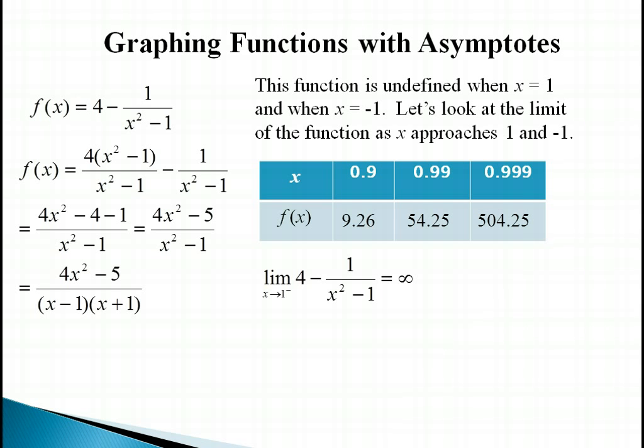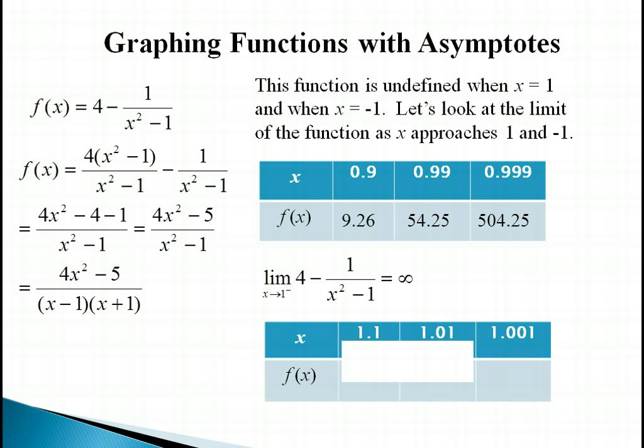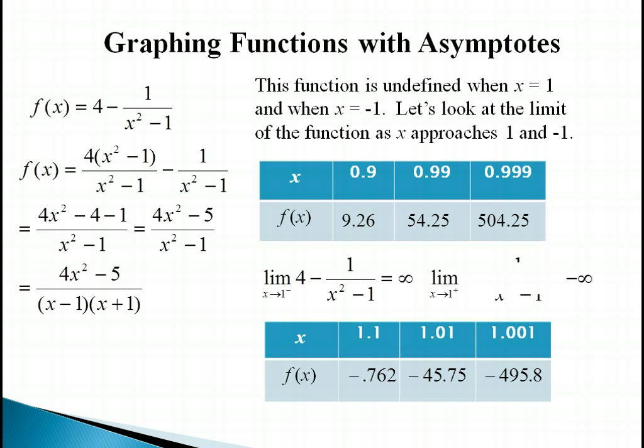Let's look and see what happens as we close in on 1 from the right side. So we're going to plug in these three numbers, 1.1, 1.01, and 1.001. It looks like the numbers are heading toward negative infinity pretty quickly. So we're going to take the limit of that and call it negative infinity. And this is from the right side. So in this case, because we have the graph going to infinity and negative infinity, we know that we have an asymptote at x equals 1.